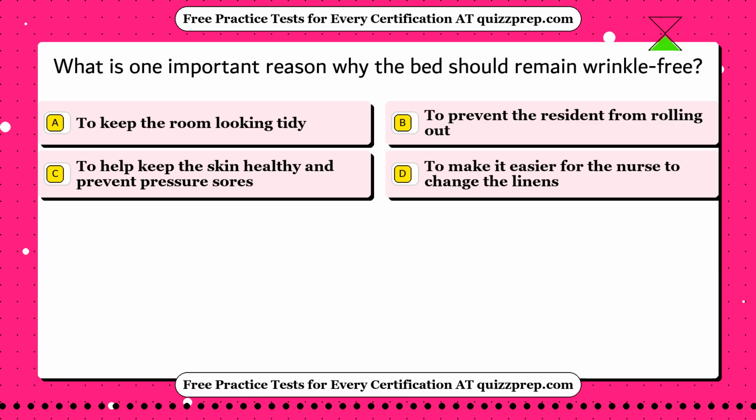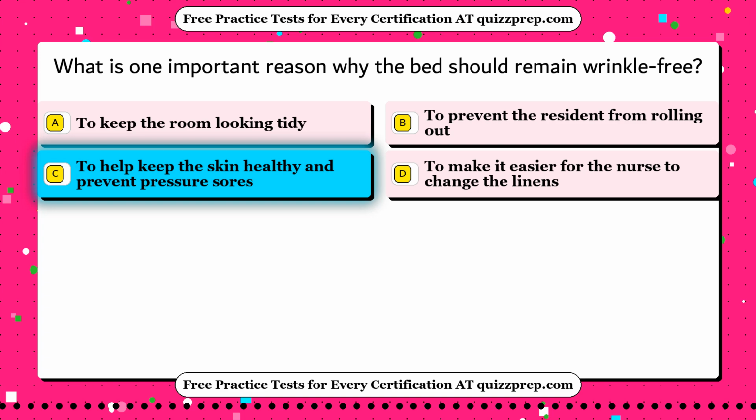Question 79. What is one important reason why the bed should remain wrinkle-free? Option A. To keep the room looking tidy. Option B. To prevent the resident from rolling out. Option C. To help keep the skin healthy and prevent pressure sores. Option D. To make it easier for the nurse to change the linens.